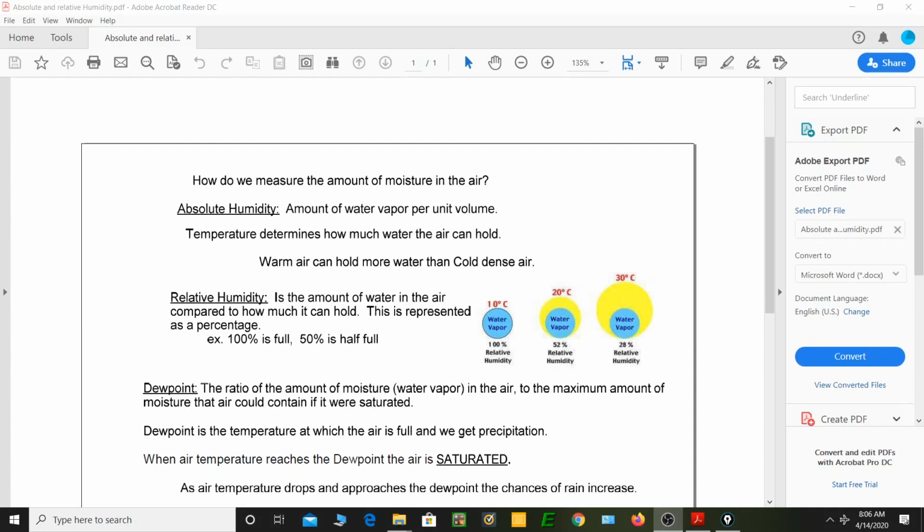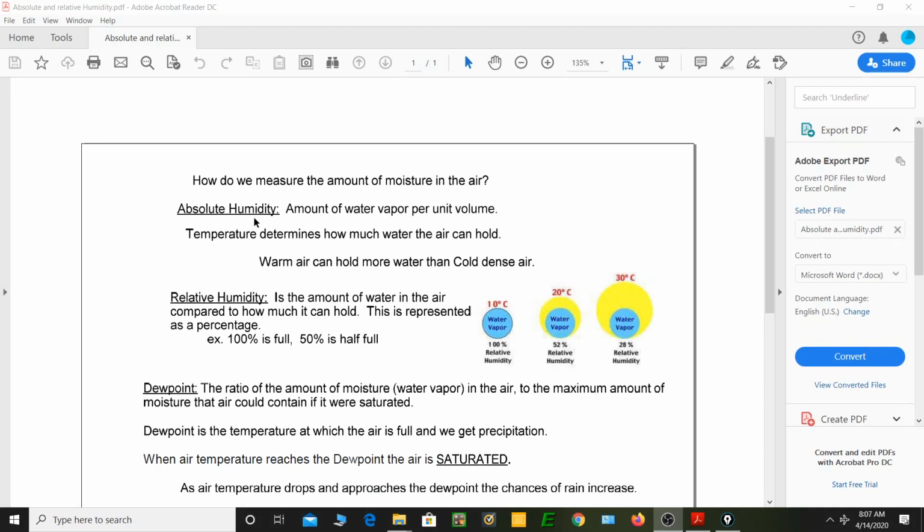Now, what happens is, as air changes temperature, cold air holds less moisture than warm air. So as the air heats up, picture it as a bigger container, and as air cools down, picture it as a smaller container. As the temperature varies, as it increases and decreases, the air's ability to hold water increases and decreases.